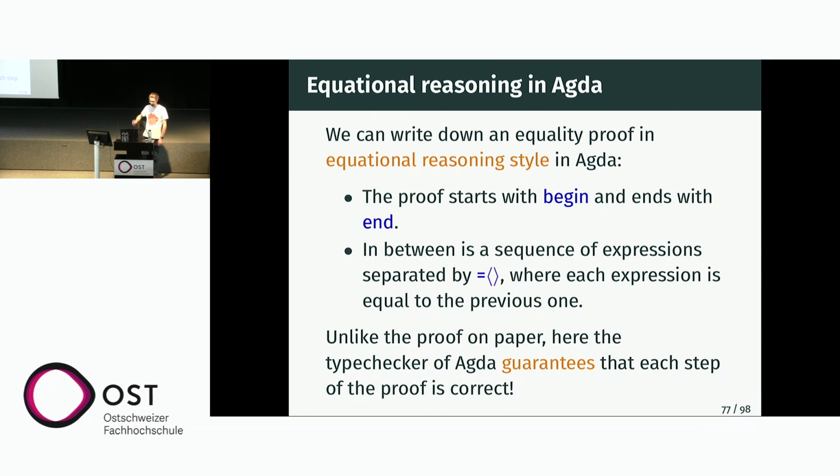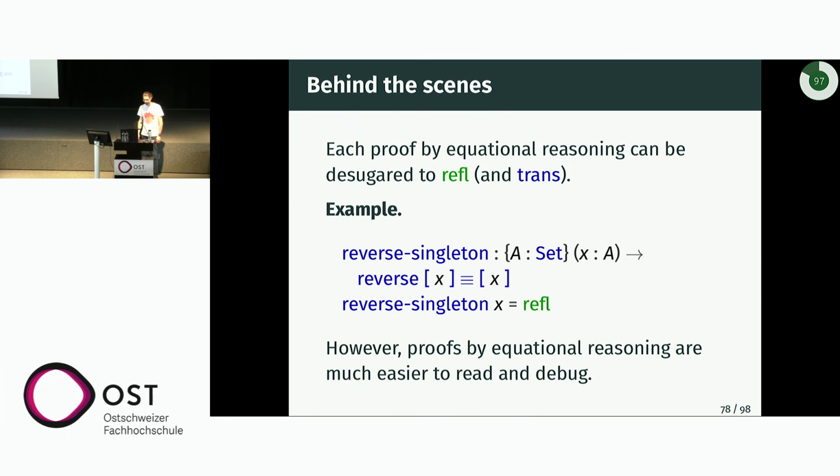So this is equational reasoning. We start proofs with begin, we end proofs with end, and we have these equality signs with the angle brackets in between. All of this is just functions, syntax defined in Agda. There's no special built-in magic in Agda. In this case, we could just have written refl, but these proofs by equational reasoning are much easier to read and often easier to see, if something is wrong in your proof, where exactly it goes wrong.